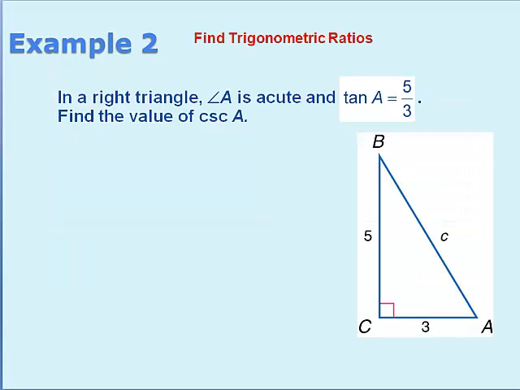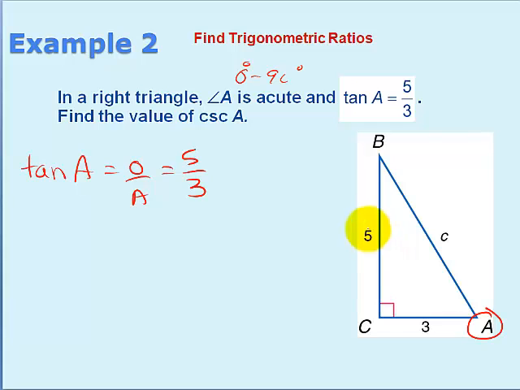In a right angle triangle, angle A is acute. So remember, acute means between 0 and 90 degrees. Tan A is equal to 5/3. So tan A is opposite over adjacent, which is 5/3. So here's A, opposite, adjacent, and hypotenuse.